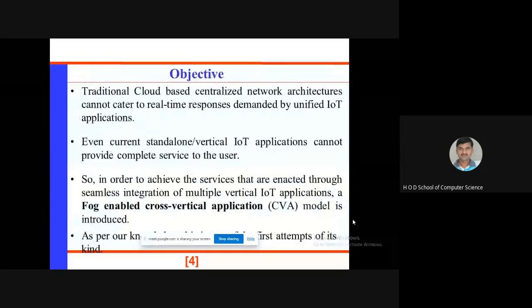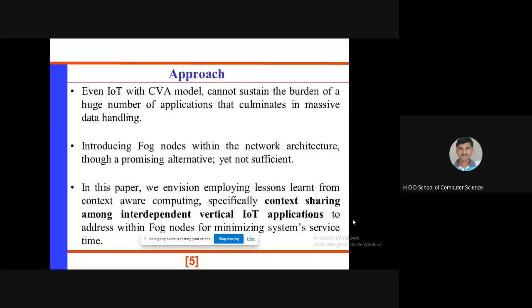The traditional cloud-based centralized network architectures cannot cater to the real-time response demanded by unified IoT applications. Even current standalone vertical IoT applications cannot provide a complete solution. What Sarah discussed a bit earlier is that even the cross-vertical IoT application is not a solution for real-time, critical IoT applications. So, in order to achieve services through seamless integration of multiple IoT applications, a fog-enabled cross-vertical CVA model is introduced. Now, after introducing this, it is still not efficient enough to handle that.